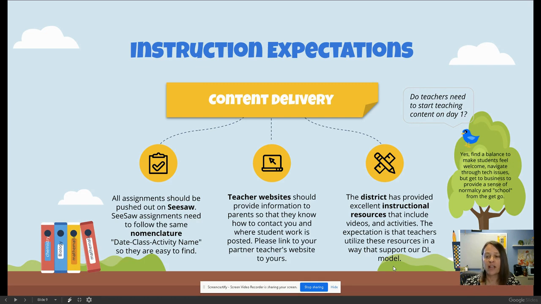The district has provided excellent instructional resources. Fantastic. That include videos and activities. The expectation is that teachers utilize these resources in a way that supports our dual language model.